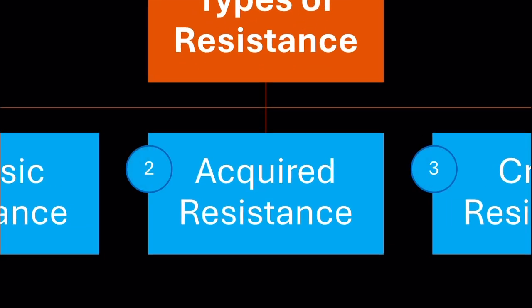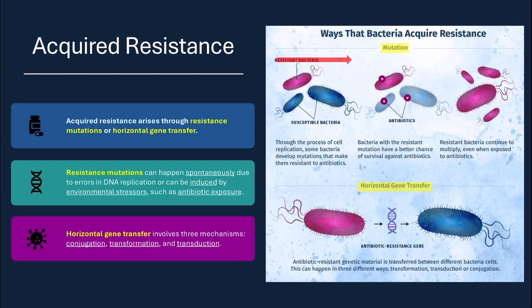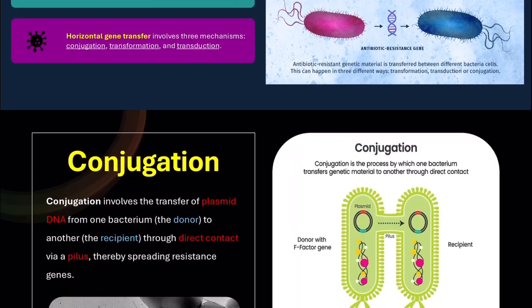Acquired resistance arises through resistant mutations or horizontal gene transfer. Resistant mutations can happen spontaneously due to errors in DNA replication or can be induced by environmental stresses such as antibiotic exposure. Horizontal gene transfer involves three mechanisms: conjugation, transformation, and transduction.